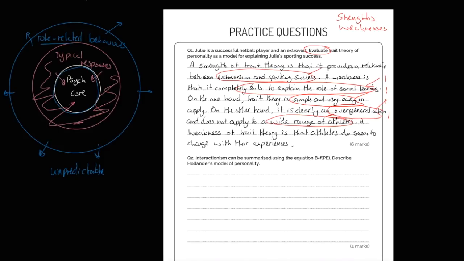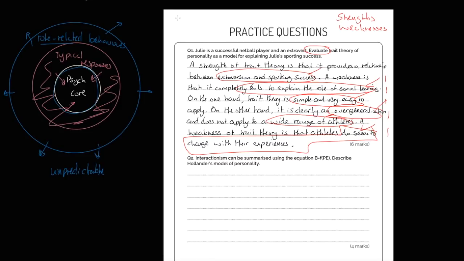A weakness, again, I've gone weakness first this time. A weakness of trait theory is that athletes do not seem to change. Athletes do seem to change with their experiences, and of course, trait theory doesn't take that into account. Now, where's the weakness in my answer?